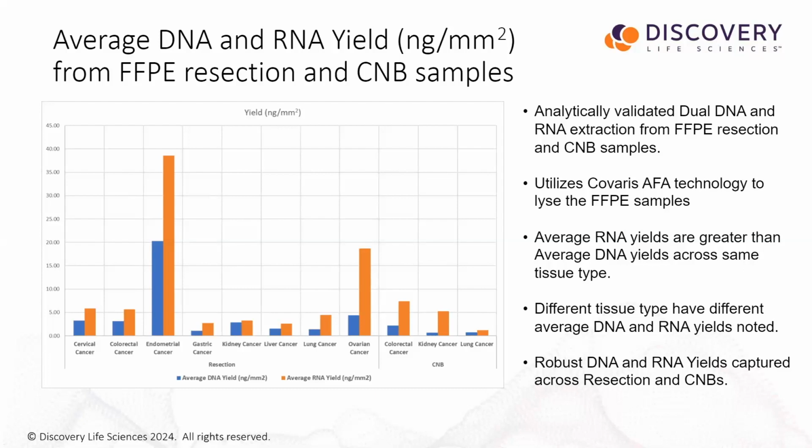What we are showing here is that if you look across both the resections and the core needle biopsies, we have a robust DNA and RNA yields captured across both collection methodologies. The key point of this is to make sure that we are measuring the amount of the DNA and RNA yield as to the surface area of the sample that went into the extraction.